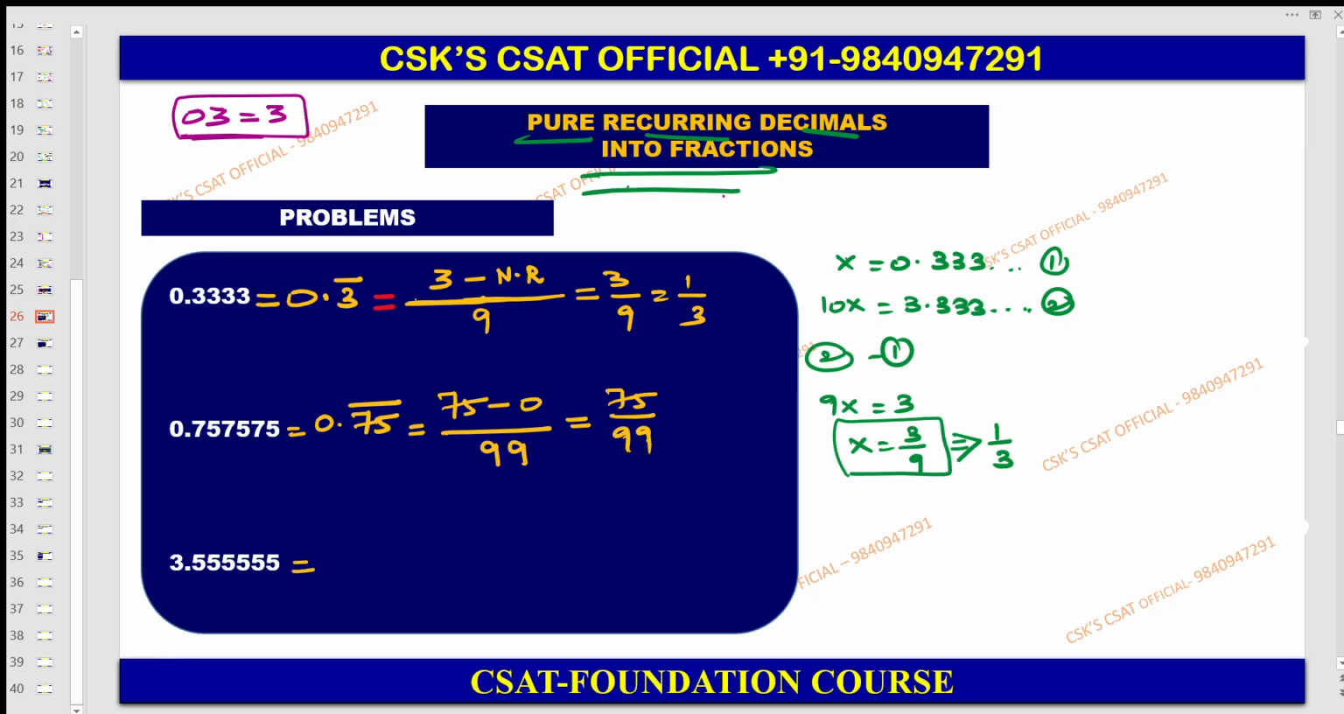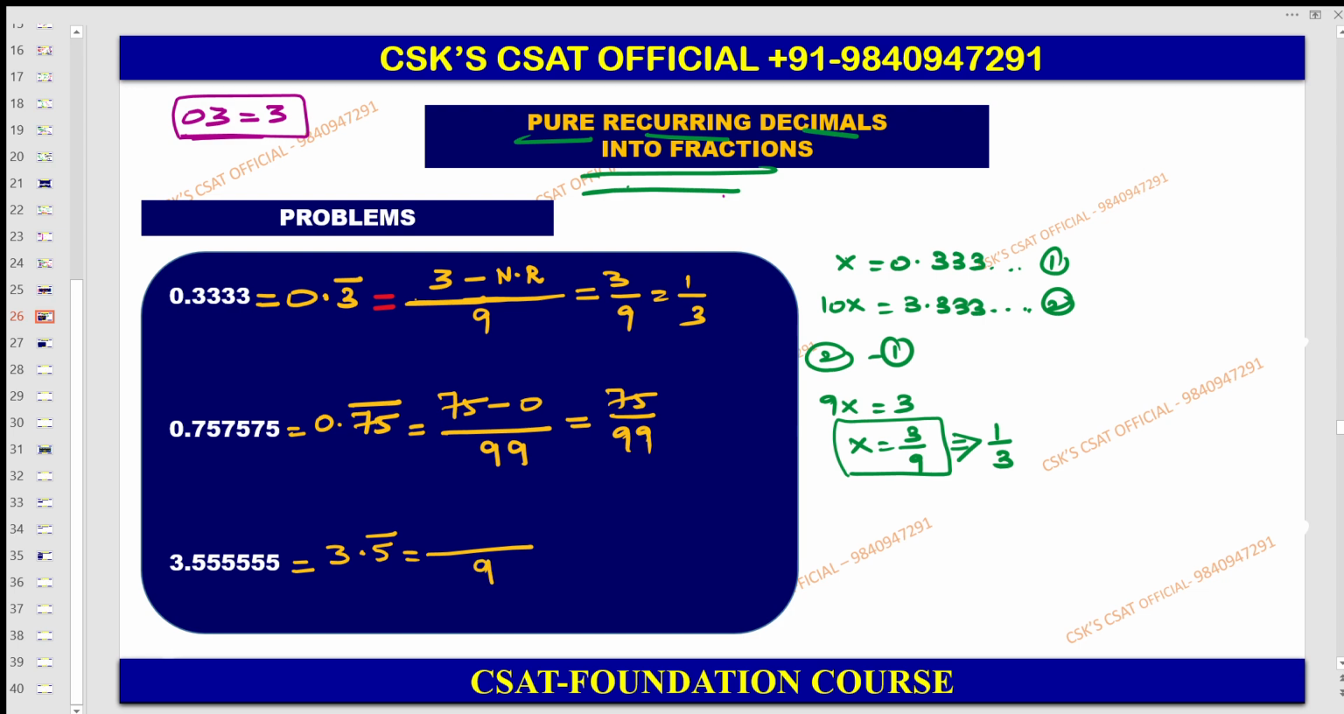You can simplify it. Just learn the procedure. Now you have to be very careful. This can be written as 3.5 bar. After the decimal, please understand, how many digits are recurring? Only one digit is recurring continuously. So that many 9s you have to place in the denominator.